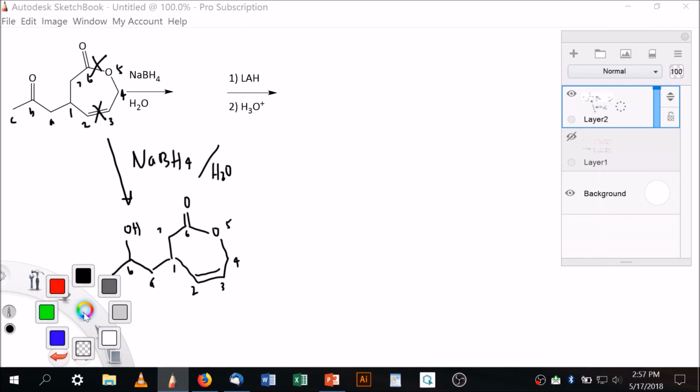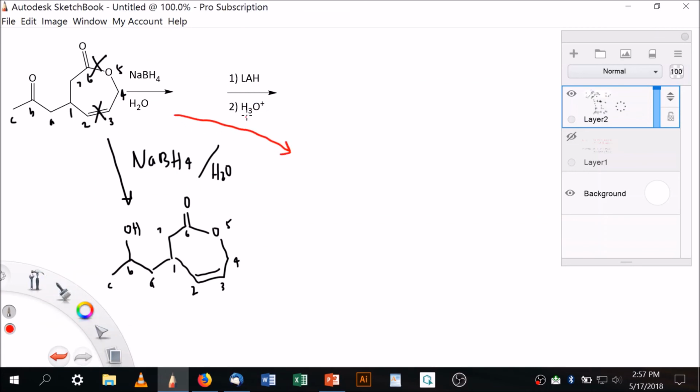Now let's change colors here, and we'll go with lithium aluminum hydride and then chase it with water. Don't forget, this is 2 separate steps here. Okay, now I'm going to come over here and in red. Can you just see past the black? Okay, the red's not going to touch the double bond, but it is going to reduce that.